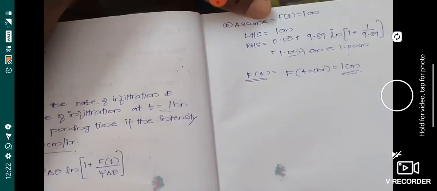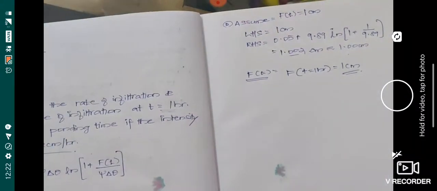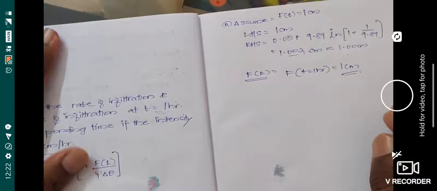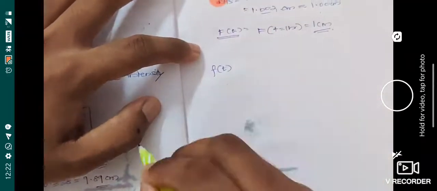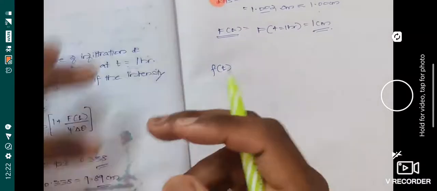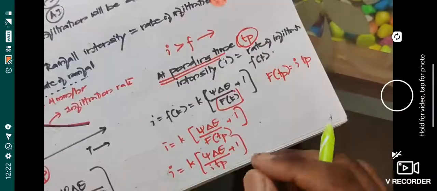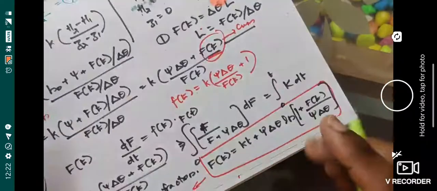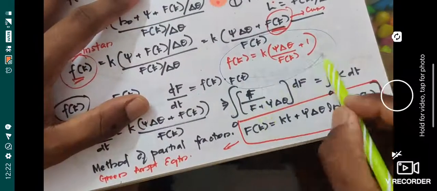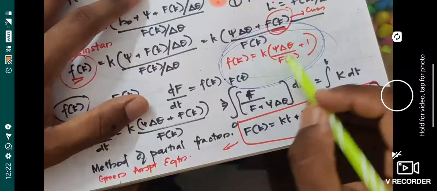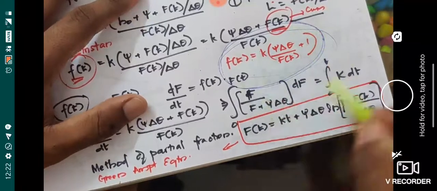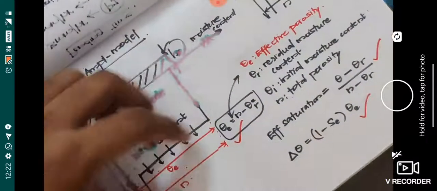So that's how you find the value of cumulative infiltration using the Green-Ampt method. Now there's one more question. You have to find the rate of infiltration. To find the rate of infiltration, you have to find small f of t. If you go back to the derivation, we have got this equation. If you check your derivation, f of t is equal to k into psi delta theta divided by F of t plus 1. So this is the equation for your rate of infiltration.